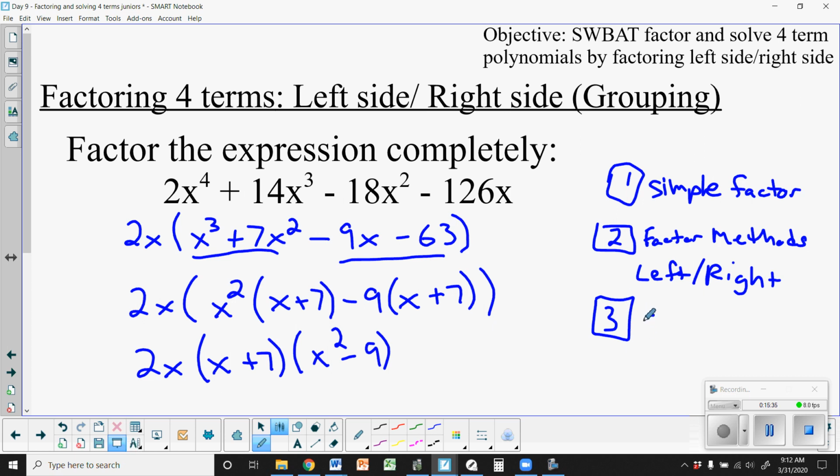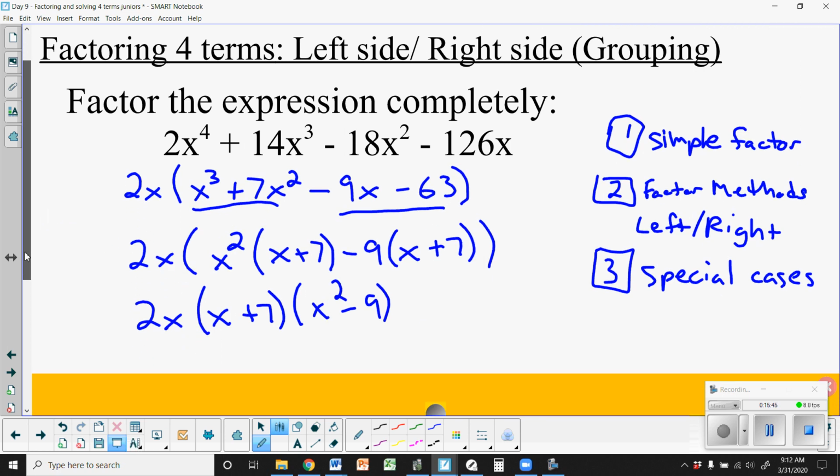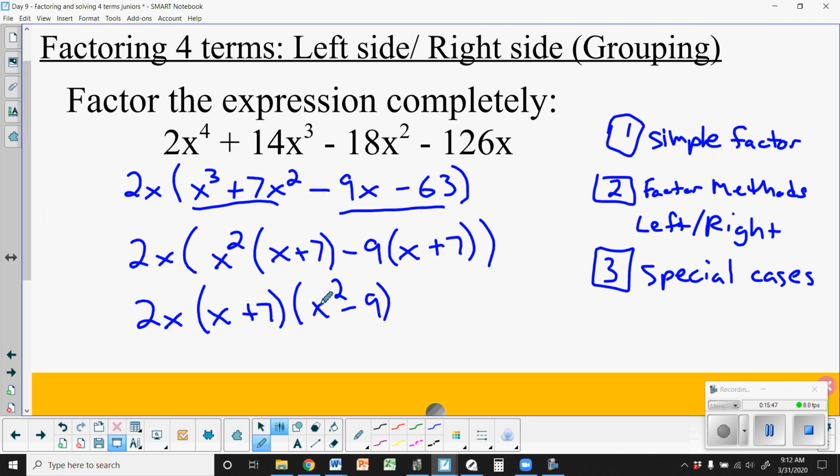So now we want to look for special cases. What special cases do we have? Is x plus 7 a special case? We're like, no. How about this x squared minus 9? That's right. We know that this is the same as x squared minus 3 squared, and that is a difference of squares. So we still have this 2x, we still have x plus 7.